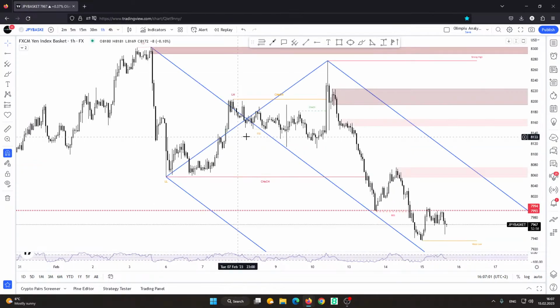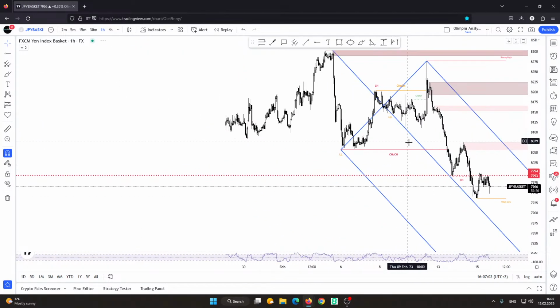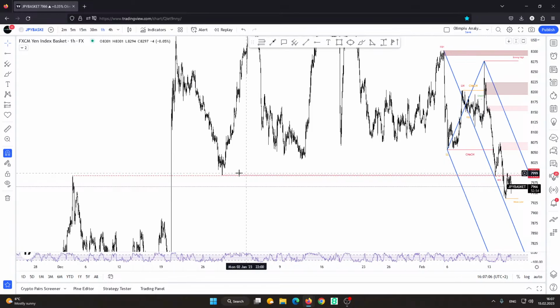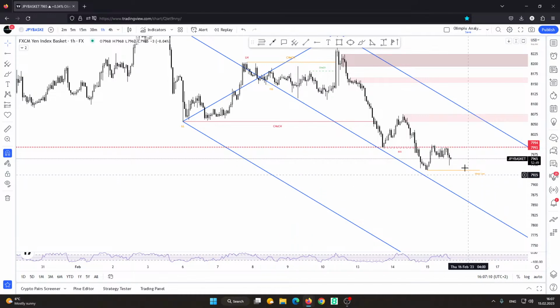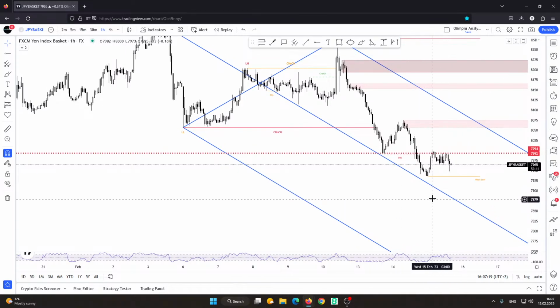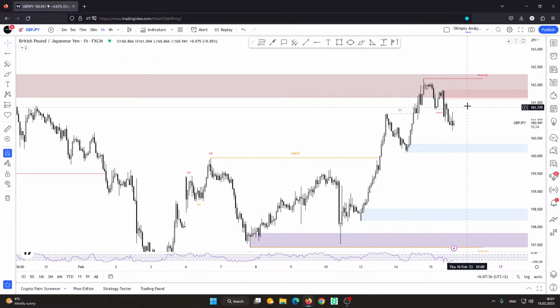Yen basket, 1 hour. Okay, it has invalidated this demand zone. We had a demand zone here, so right now maybe it could come back down, at least towards this former low, it could approach and reach the medium line. So if the yen basket extends its sell-off and drops deeper, the Japanese yen could depreciate versus its rivals. Okay, and then probably we'll have a potential rebound.